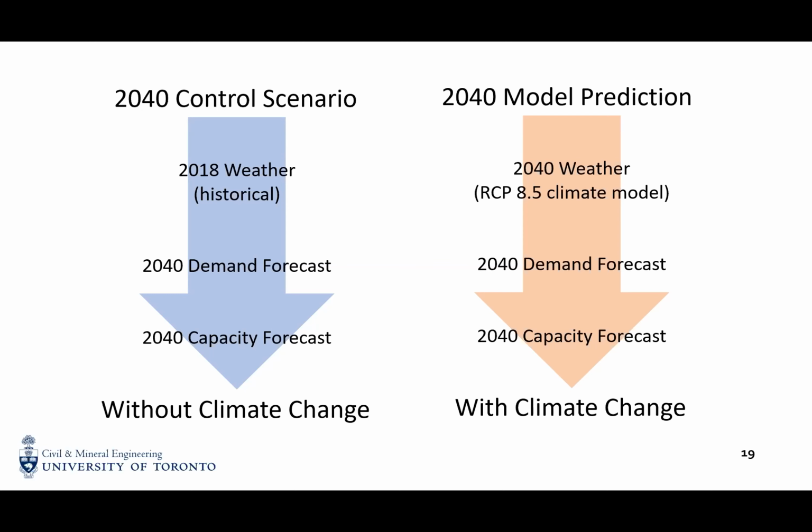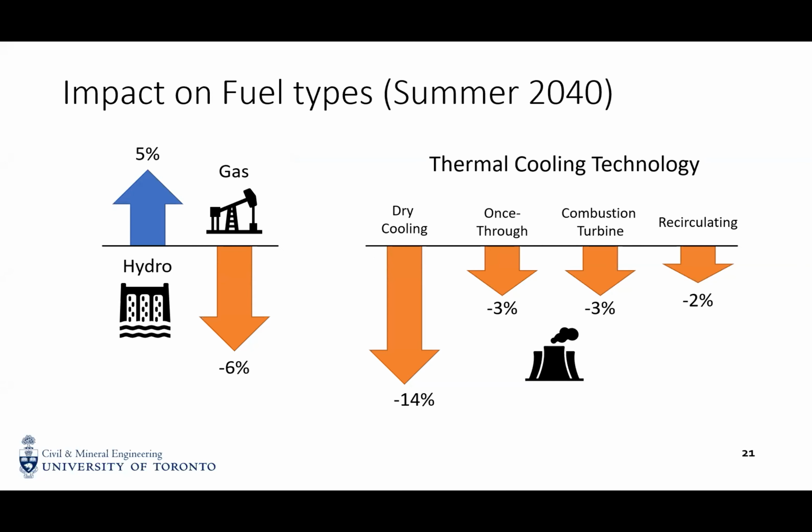Both scenarios have the same 2040 baseline demand and capacity, but the control scenario uses 2018 weather, and the 2040 prediction uses predicted climate from our climate change model. These can be considered a non-climate change scenario versus a climate change scenario. Now jumping into the results. We see that hydro capacity goes up due to increased precipitation in our climate model in the summer, and gas capacity is reduced compared to the non-climate change scenario. Other fuels were not significantly impacted.